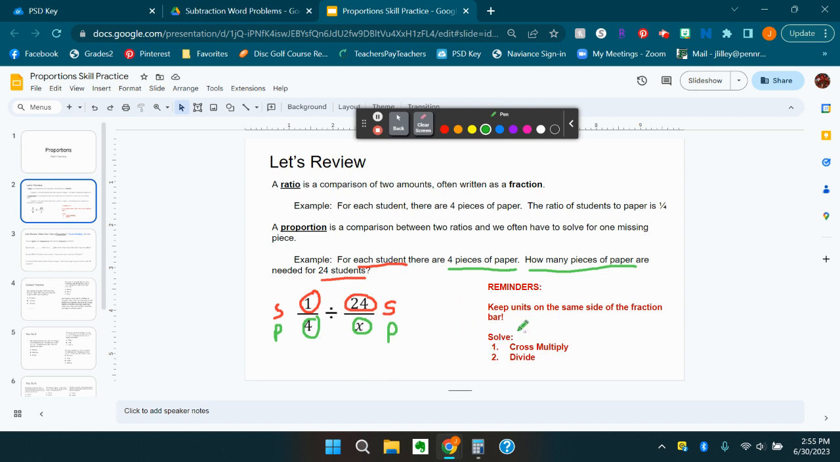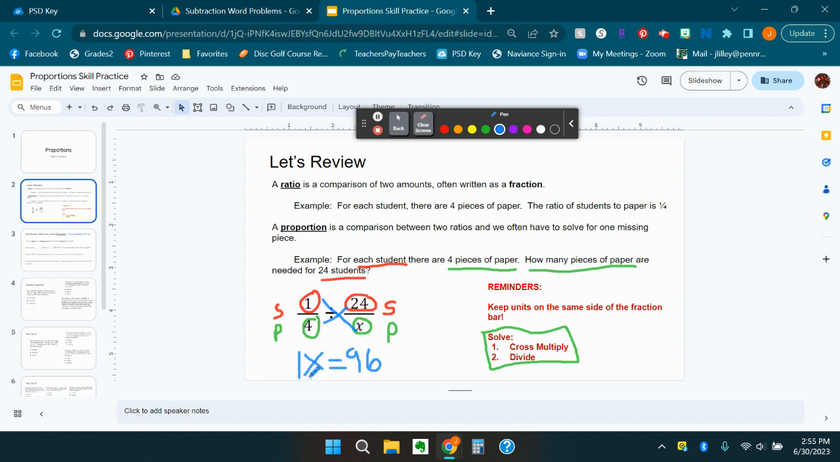The steps to solve are exactly the same every single time. Cross multiply, divide. Cross multiply, divide. Every single time. So to cross multiply, we multiply diagonally. So I'm going to have 1 times x, which is the same as 1x. And I'm going to have 4 times 24, which is 96. So that's step 1. I've cross multiplied. I've multiplied along the diagonals.